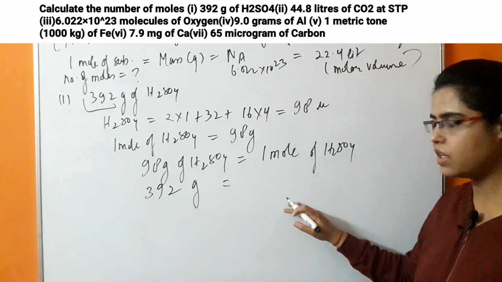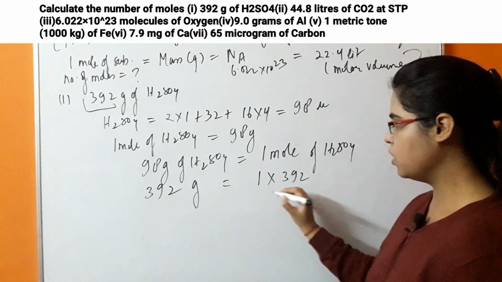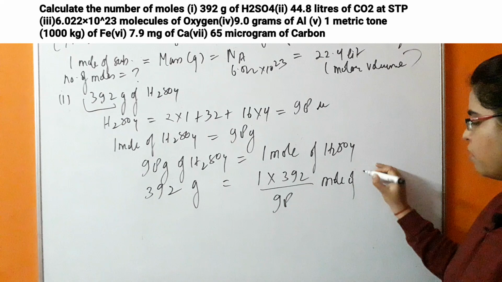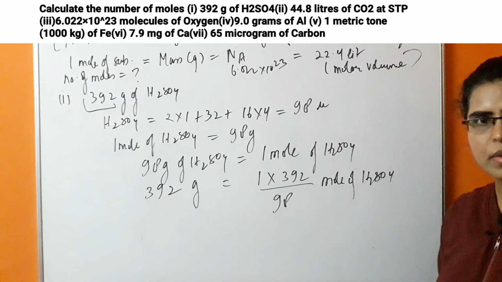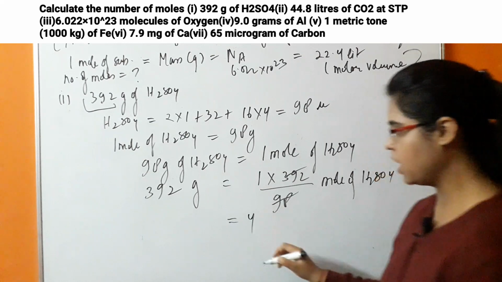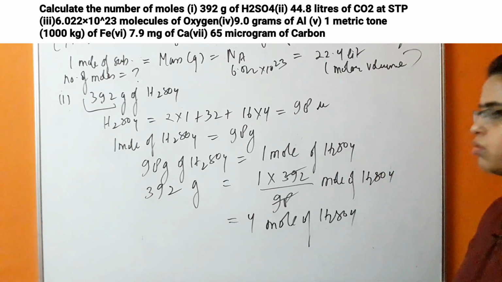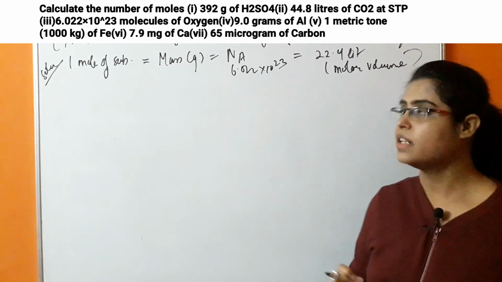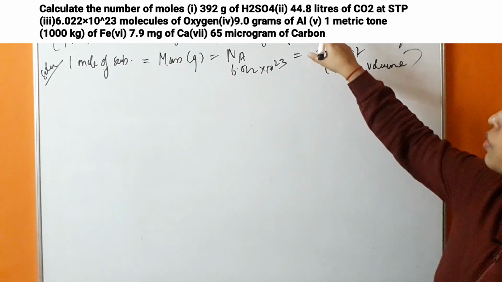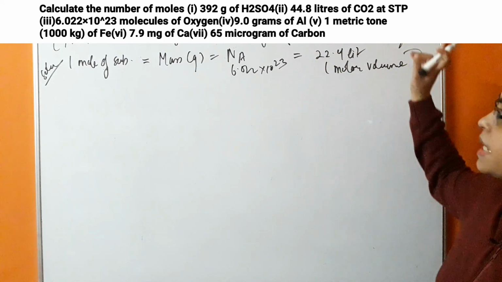On applying the unitary method, what will happen? 1 into 392 divided by 98 mole of H2SO4 will be obtained, and after calculation 4 mole of H2SO4 is obtained. Similarly, in the second case, we have to find the number of moles in 44.8 liters of CO2 at STP.